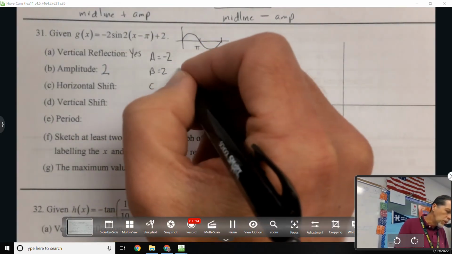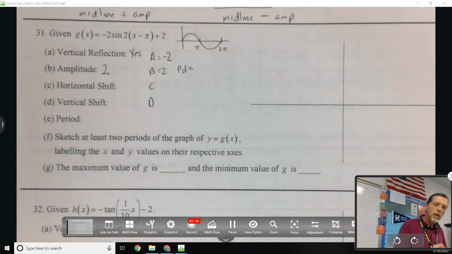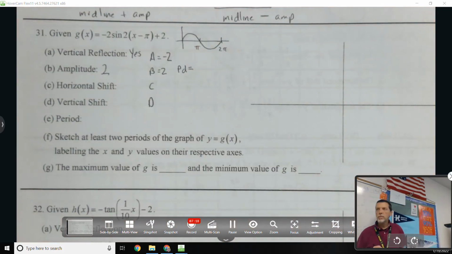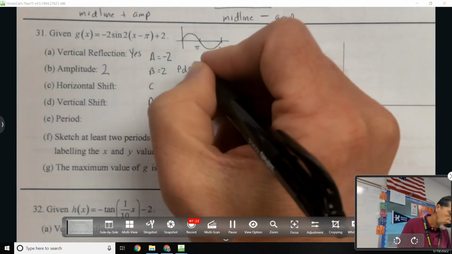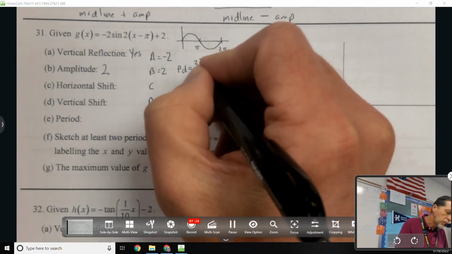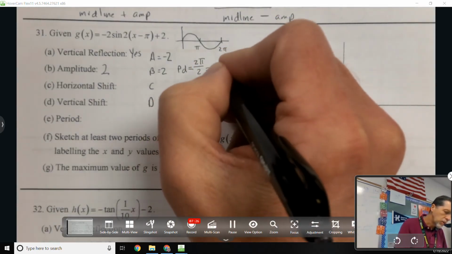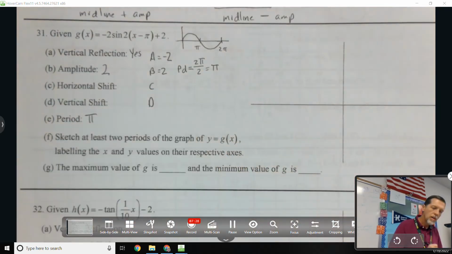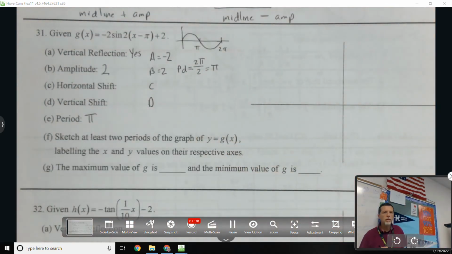B is 2, but the period is normal period divided by B. Normal period for sine is 2 pi, divided by 2 is pi. Period is pi.